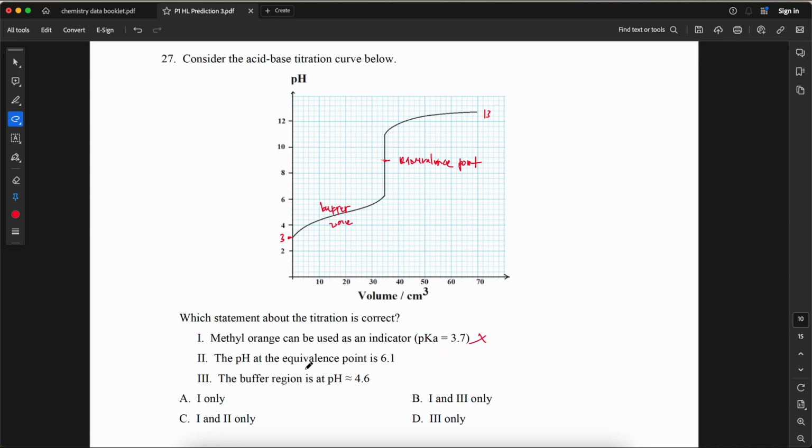The pH at the equivalence point is 6.1. This is incorrect as well because it's more than 7, around 8 or around 9 here based on the curve. The buffer region is at pH 4.6. Yeah, so this is around 4 something. So the answer would be 3 only.